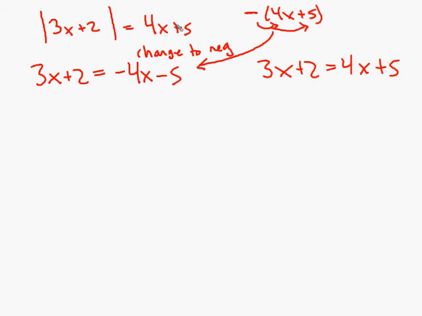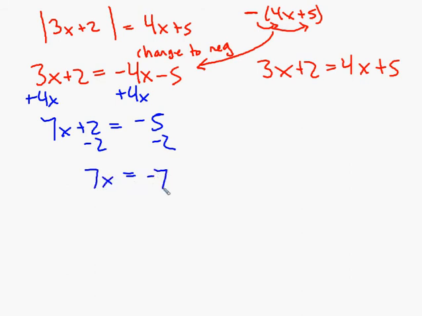Now, we'll do it on one, I guess. Okay. So now I solve both of those. How do I solve this one on the left? Add 4x. And then we subtract the 2. And finally divide by 7. So that's one possibility.